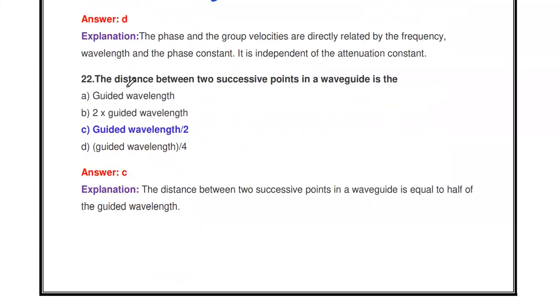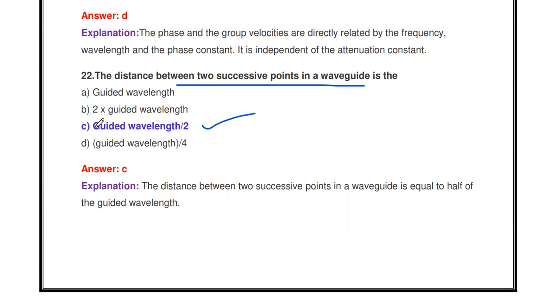The next thing, the distance between two successive points in a waveguide is dash. So the distance between two successive points is calculated by the guided wavelength divided by 2. Okay, it is a half of the guided wavelength. The distance between two successive points in a waveguide is the guided wavelength divided by 2.